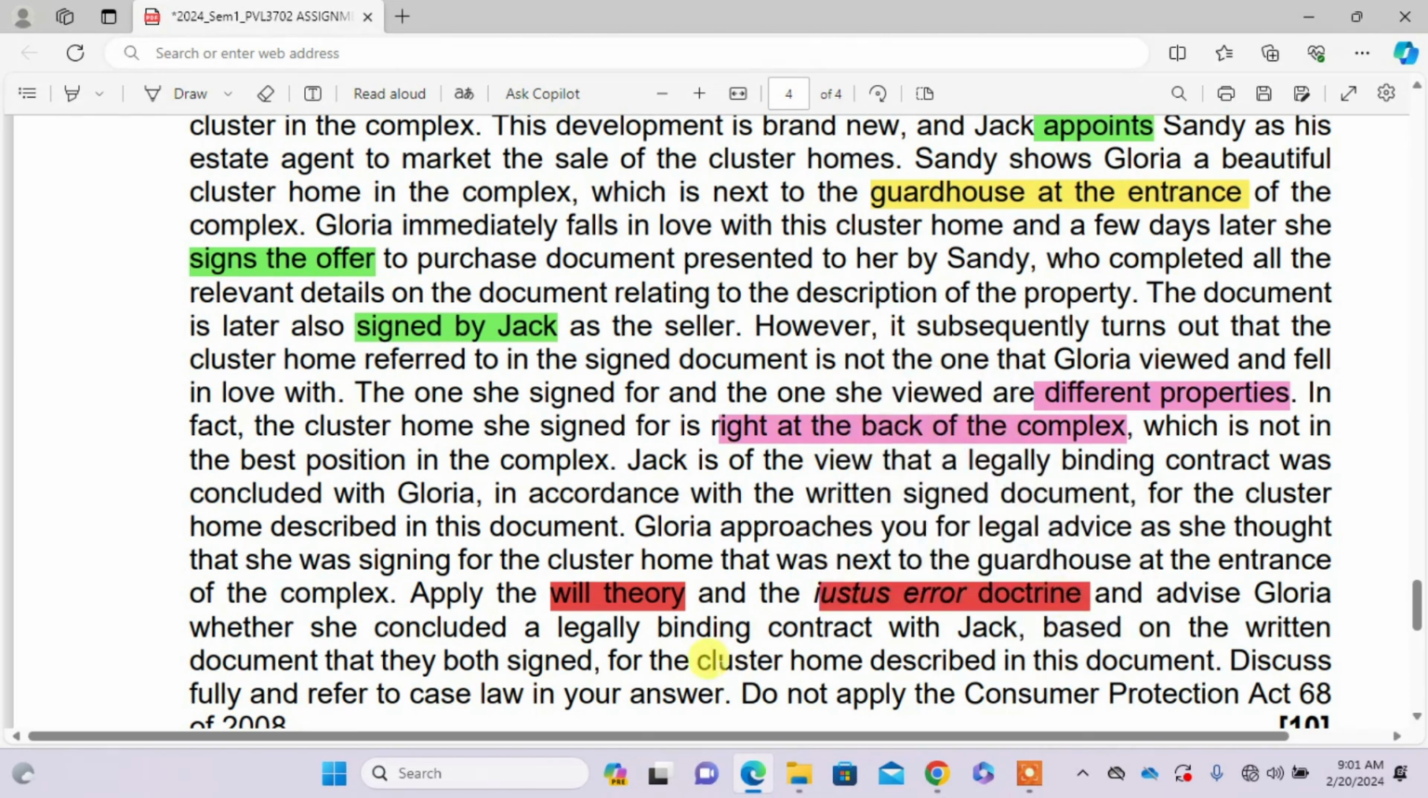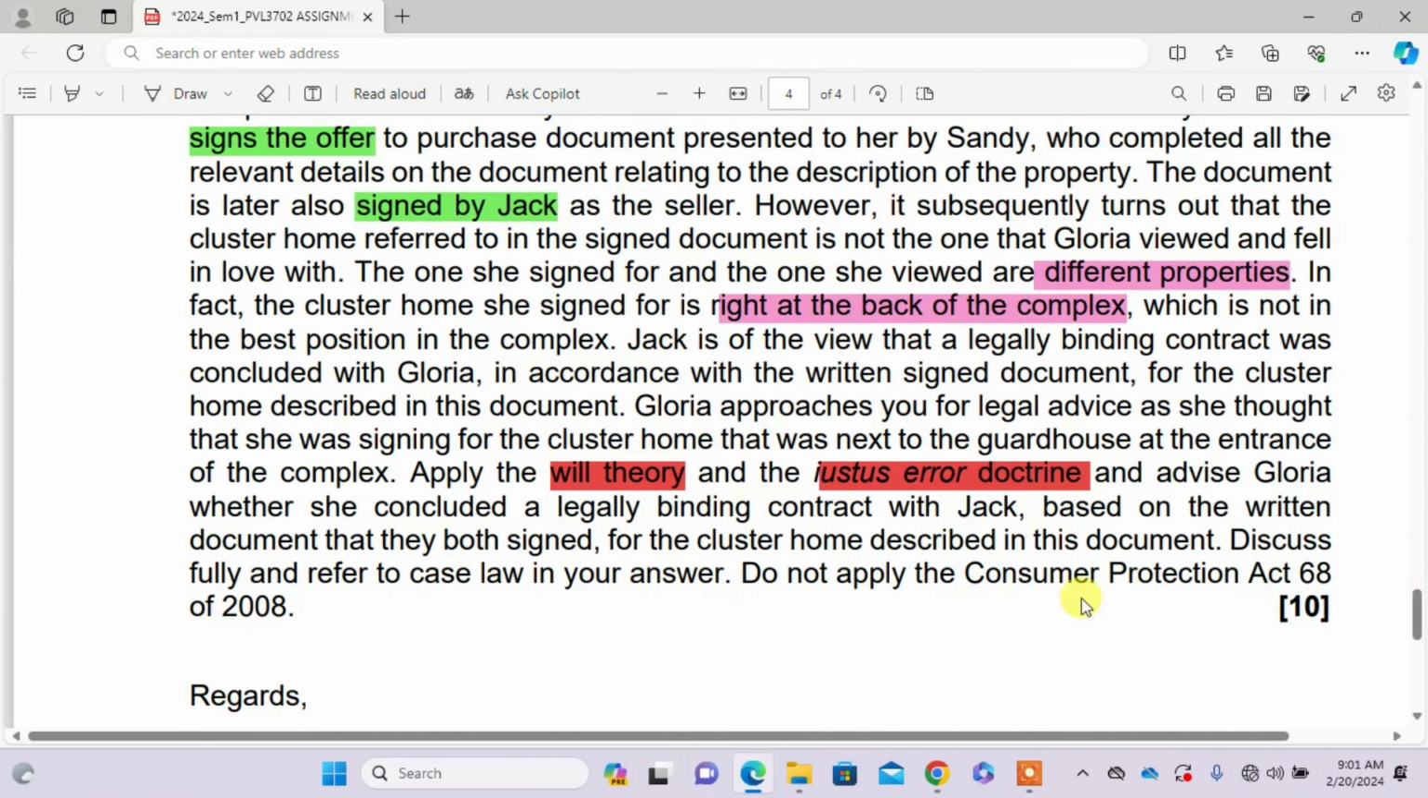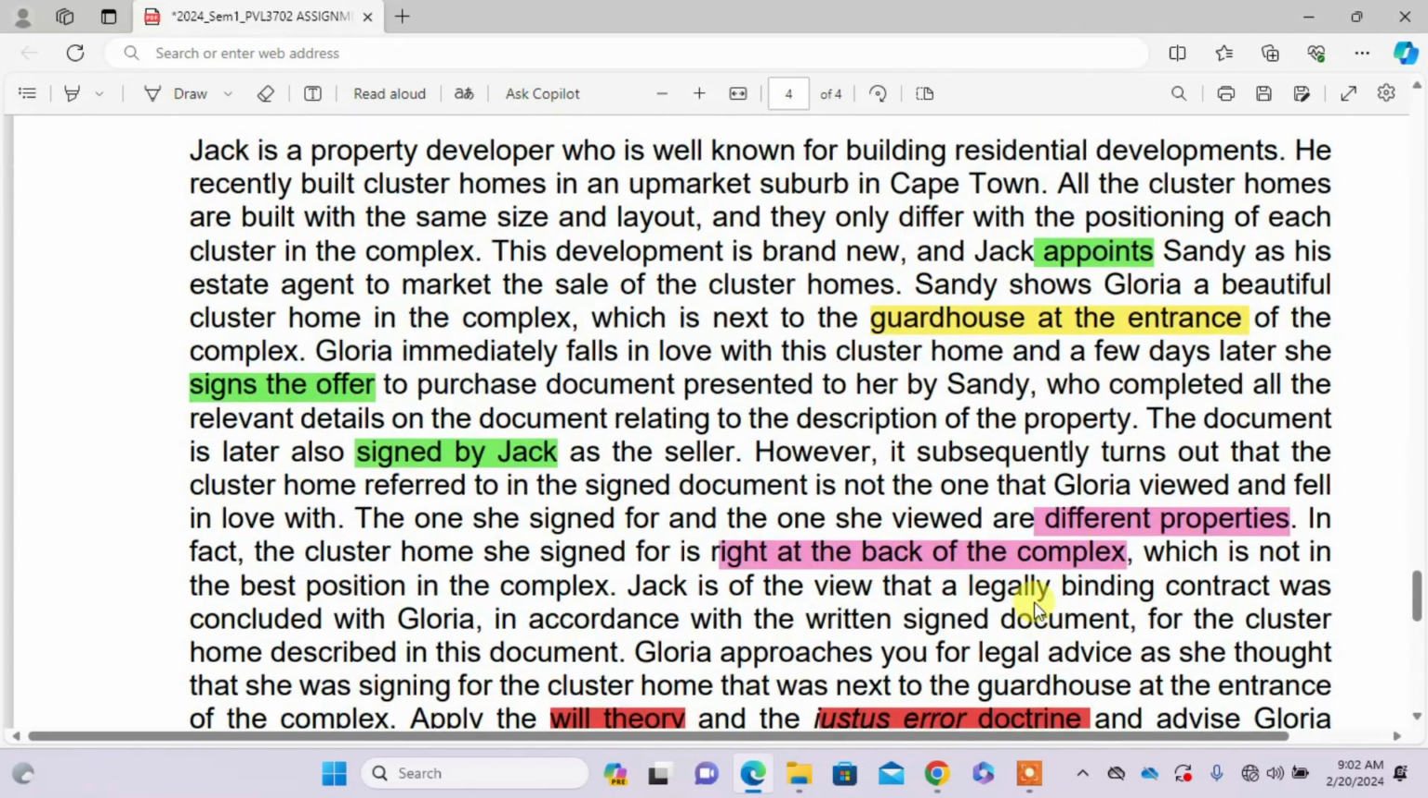So in this scenario we have to apply the will theory and the iustus error doctrine to advise Gloria whether she concluded a legally binding contract with Jack or not, based on the written document that they both signed for the cluster home described in this document. Discuss fully, referring to the relevant cases of law, and you must never apply CPA. That is what always happens. You must never apply CPA.